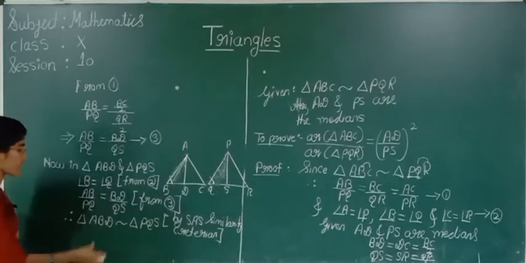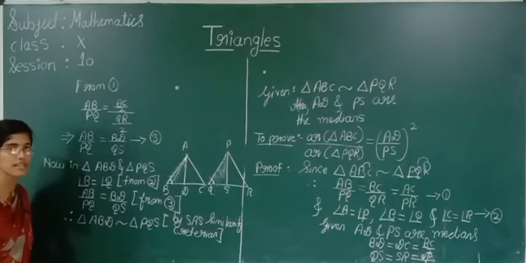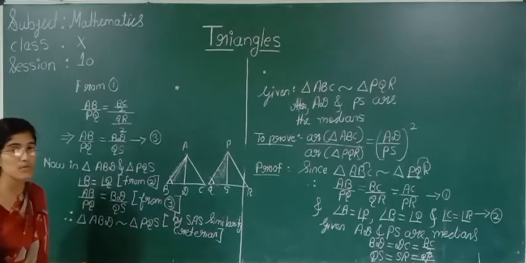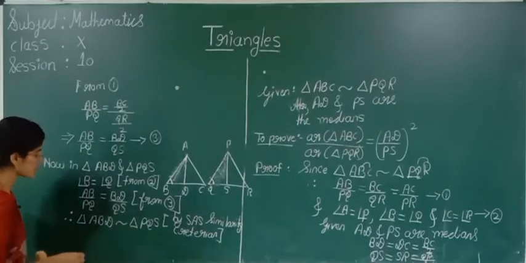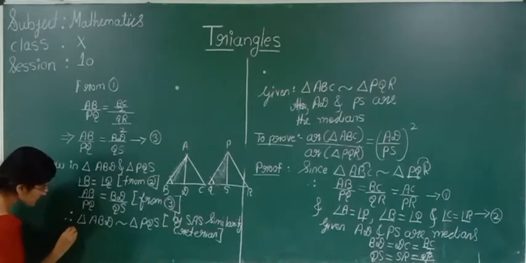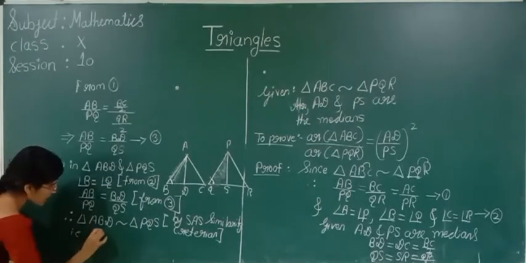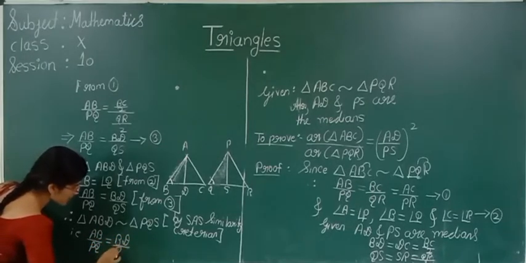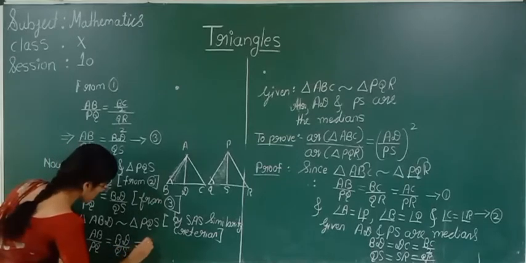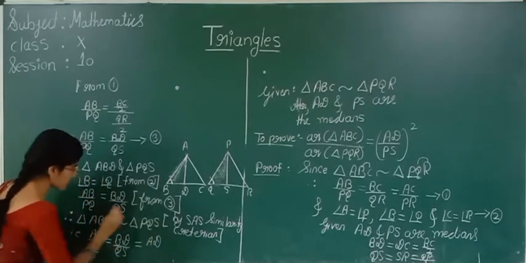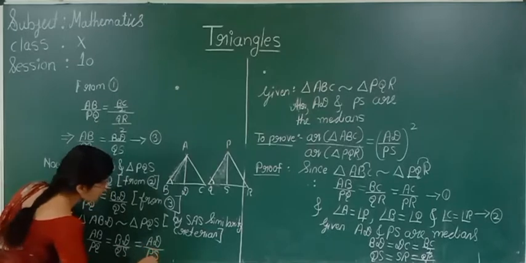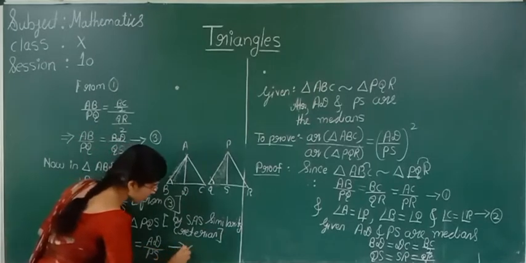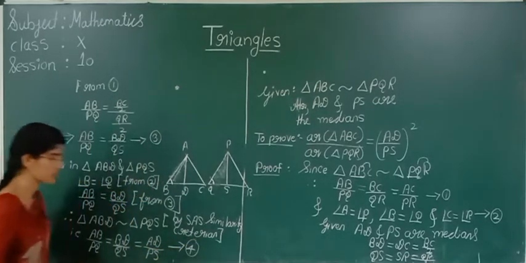If these two triangles are similar, definitely their corresponding sides are in the same ratio, right? That is AB by PQ is equal to BD by QS is equal to AD by PS. Call this as equation number 4.